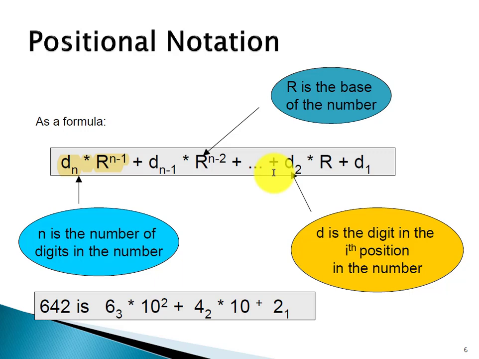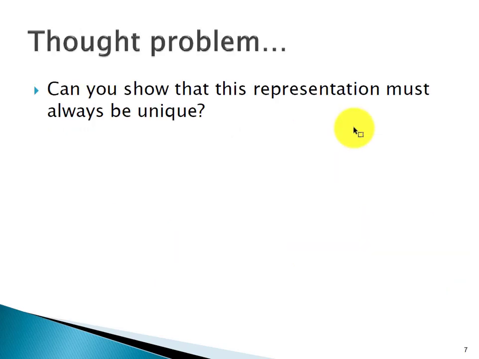So remember that R is the base, N is the number of digits, I is the position of the digit. In this case, your I is, well, it's this 2 and this 1. Your I is n minus 1, your I is this n, and so on. It's your I. And D is the digit, as I've said. We'll call this formula the positional notation formula.